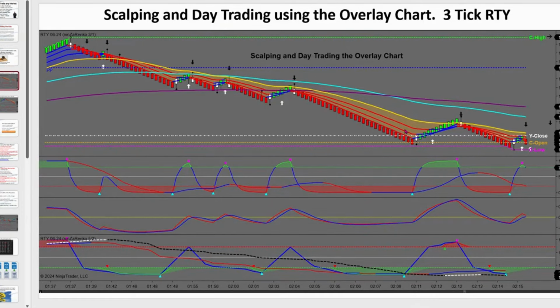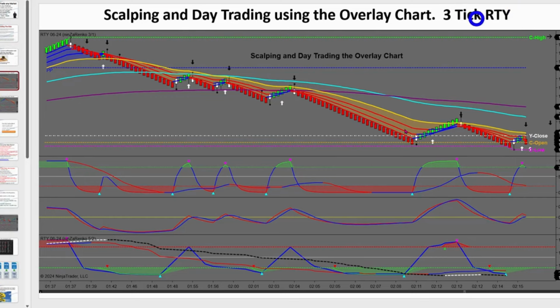So I mentioned here that we're going to be looking at the overlay chart. Now, the overlay chart simply is where I've taken a number of indicators with my custom settings from what I call the anchor chart 1, and I've overlaid them in a separate window on my trading chart. Now, in this particular case, this is a 3-tick Russell.